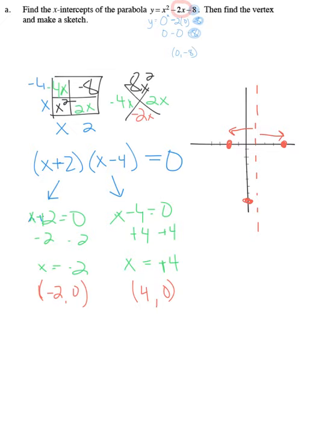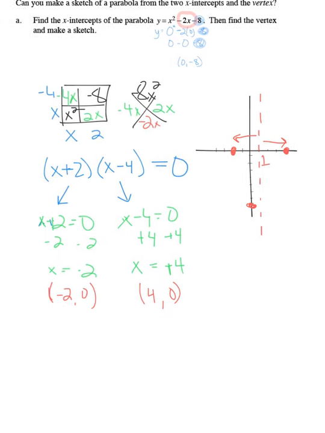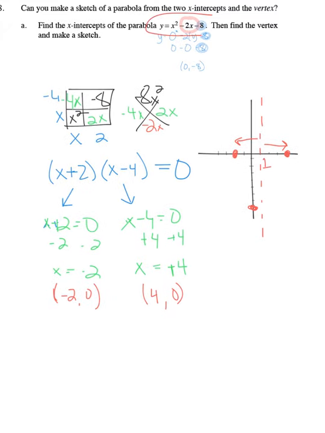So since this is at 1, I'll even write the 1, that's what we know x needs to be to find the vertex. So we're going to go back to our original equation and plug in that we want the x value to be 1. So we're looking for what is the y output if the x is a 1. So 1 squared minus 2 times 1 minus 8. 1 minus 2 minus 8, which is -9.